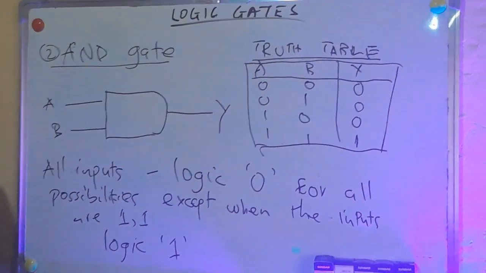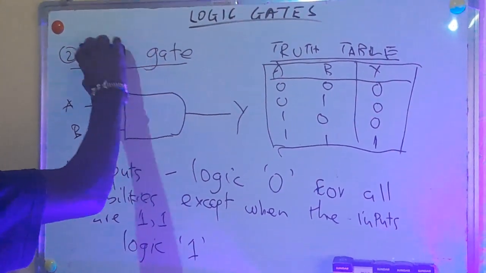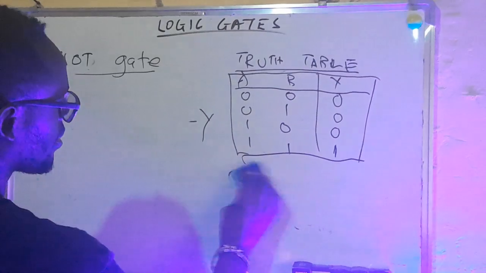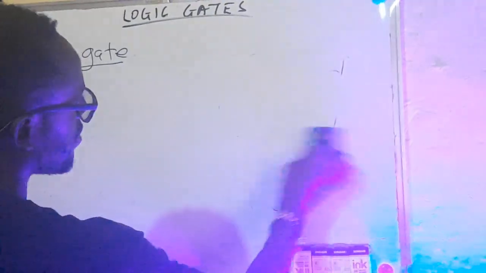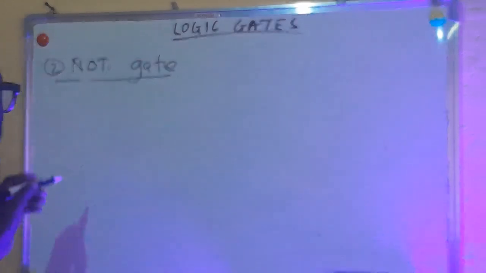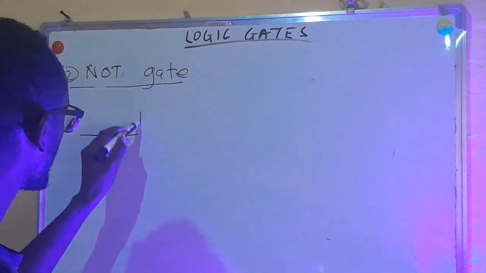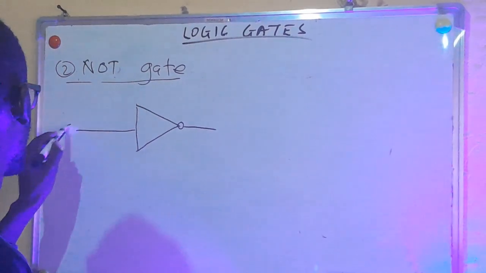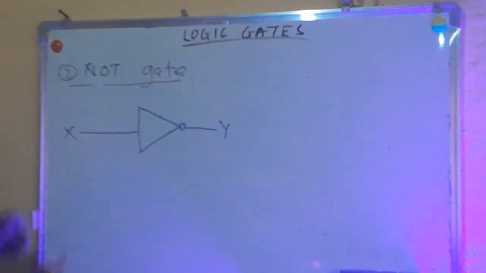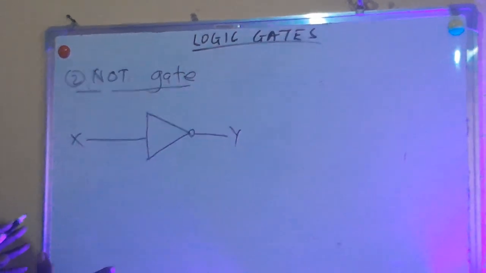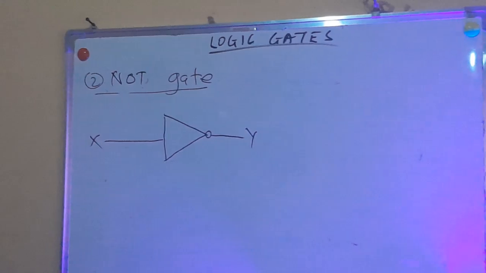Next we'll handle the NOT gate. The NOT gate is a very simple gate. I will draw it and then explain it. The NOT gate can be simply explained that for the output of the NOT gate, you get the complement of the input that you put in above.